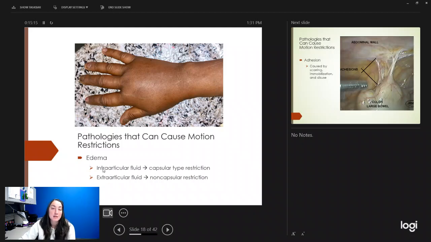Edema can also limit the range of motion. Intra-articular fluid, so swelling inside the joint, typically mimics the capsular pattern type of restriction. Swelling outside of the joint, or extra-articular fluid, is not in the capsular pattern. I have a hand here because it is important to note that even a few cc's of swelling in the hand will restrict the motion, because the hand just doesn't have anywhere for the swelling to go. So you must get the swelling out of the hand in order to regain full motion.